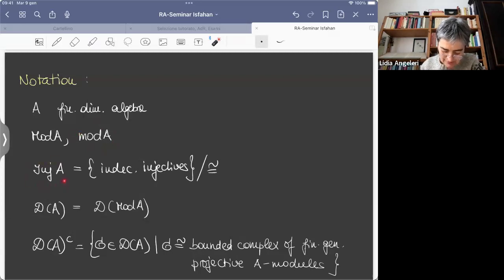Then int A will denote the set of isomorphism classes of indecomposable injectives. D A will be the unbounded derived category of the big module category. And here we will consider the compact objects. And yeah, it's known that these are the perfect complexes, so the complexes that are quasi-isomorphic to bounded complexes of finitely generated projective modules.